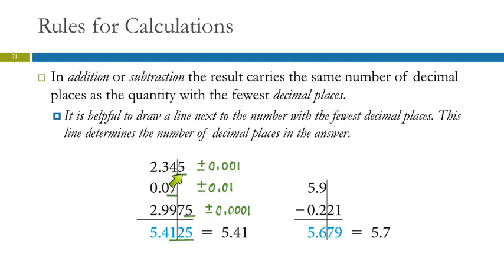This one has 3 decimal places, 2 decimal places, not 2 significant figures, but 2 decimal places, and this one has 4. The smallest is 2, so I round it to 2 decimal places. Okay.